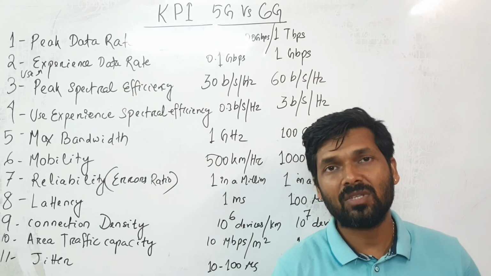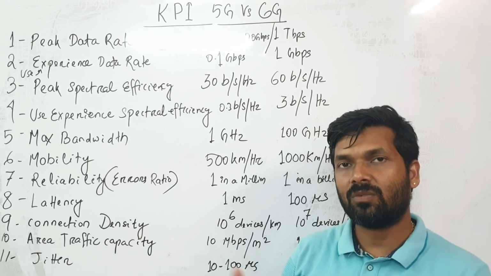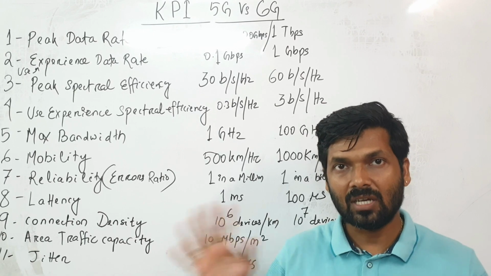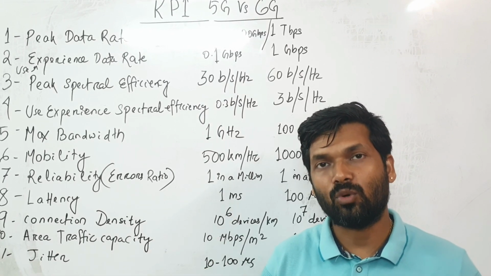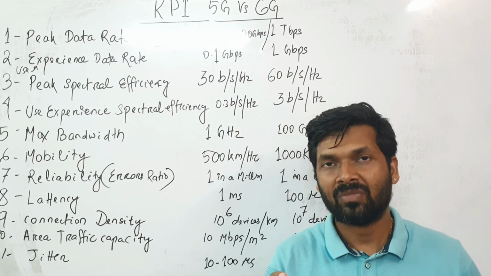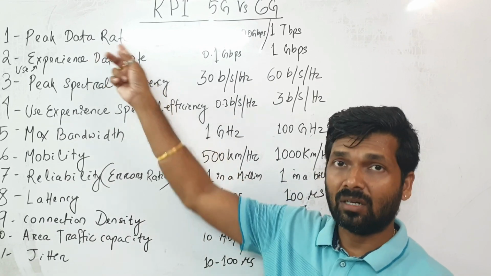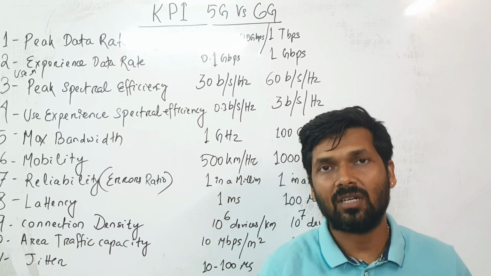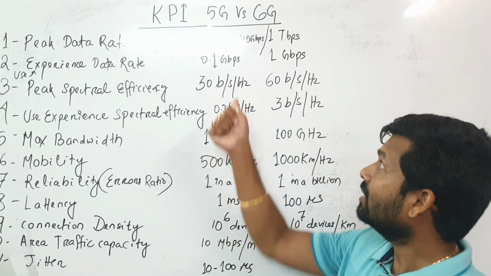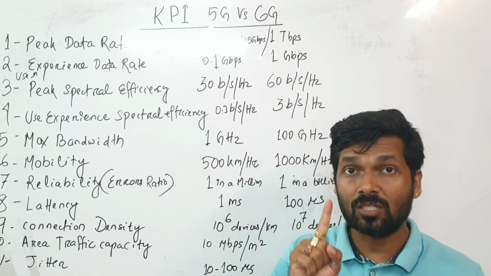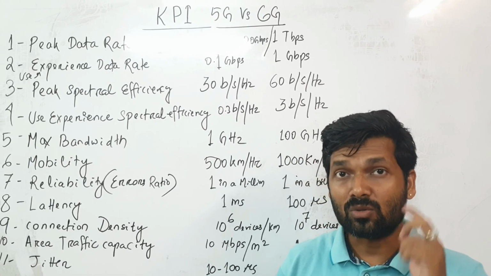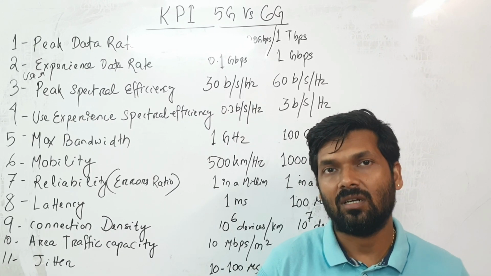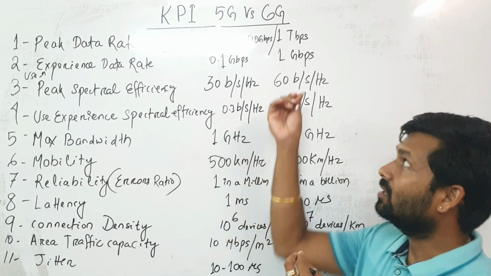So the user experience data rate can be up to 100 Mbps per user, which is a very high capacity. In 4G it is 100 Mbps maximum peak data rate, but 100 Mbps we are getting as a user experience data rate in 5G communication. In 6G that will go up to 1 Gbps. So 1000 Mbps, or 1 Gbps, will be the user experience data rate, the actual data rate, in 6G communication.